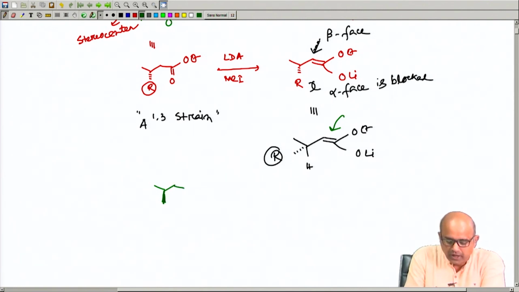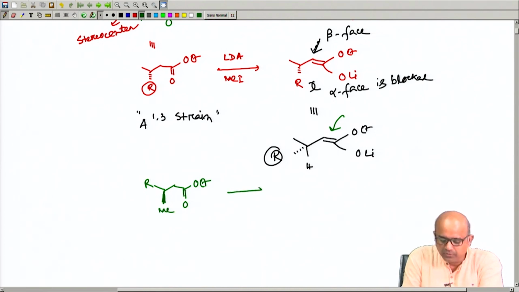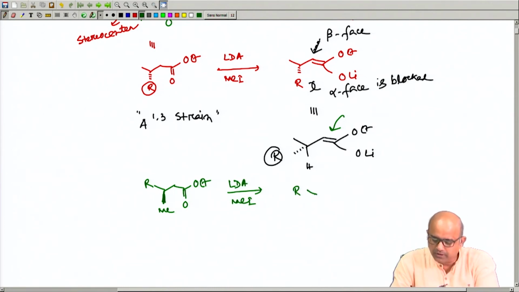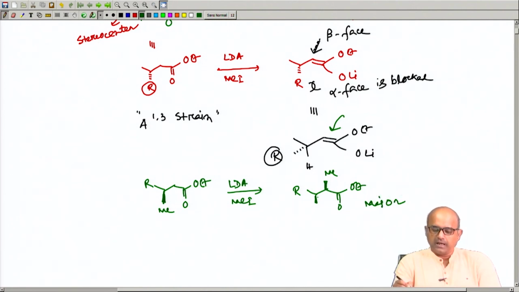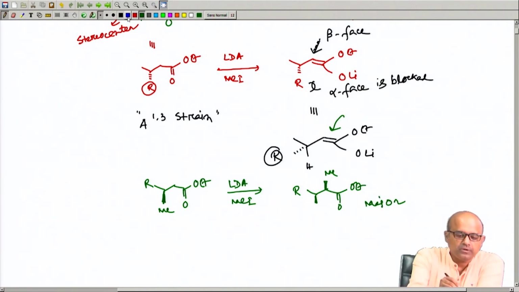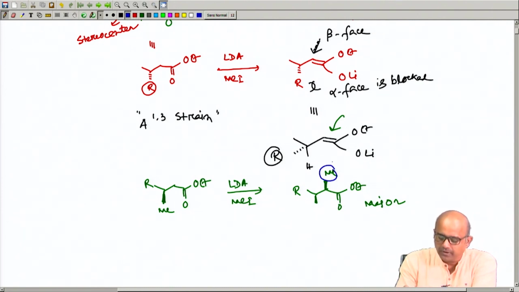So, if your starting material is this, which was given to you, you do have an R here, R I am not specifying, this is methyl, you react with LDA and methyl iodide, your product which you are going to get, it is this compound as a major one, because just now we explained the electrophile which is the methyl one will always attack from the beta face.